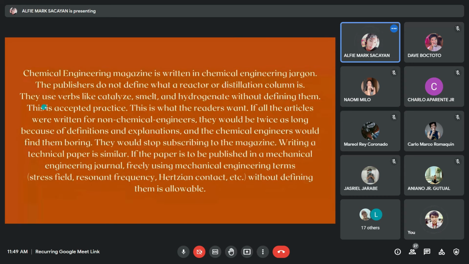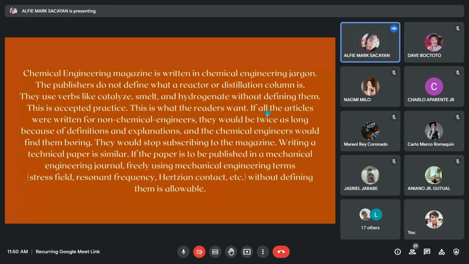So they use verbs like catalyze, smack, and hydrogenate without defining them. So kung ang ilahang reader is for the chemical engineers, so wala na nila gina-define pa ang unsaning catalyze, unsaning smell, kay most likely pag chemical engineering ka, so makasabot na ka sa definition na ng mga words. So and that's why it is accepted practice for them.